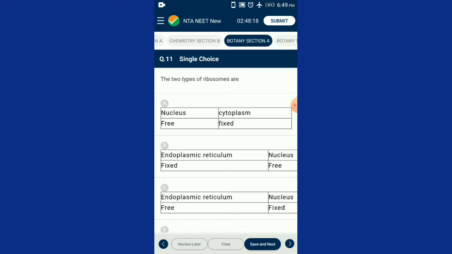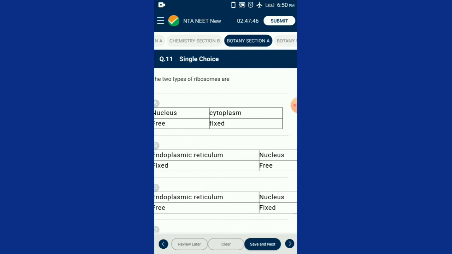In eukaryotic cells, ribosomes are freely present in the cytoplasm or of 80S type. These ribosomes consist of a smaller unit, that is 40S, and a larger unit, 60S. In the endoplasmic reticulum, they will be involved in protein synthesis and thus embedded. Within the nucleus, it is freely present, dissociated in the nucleoplasm. So the answer for this question is option B. Endoplasmic reticulum fixed, nucleus free.